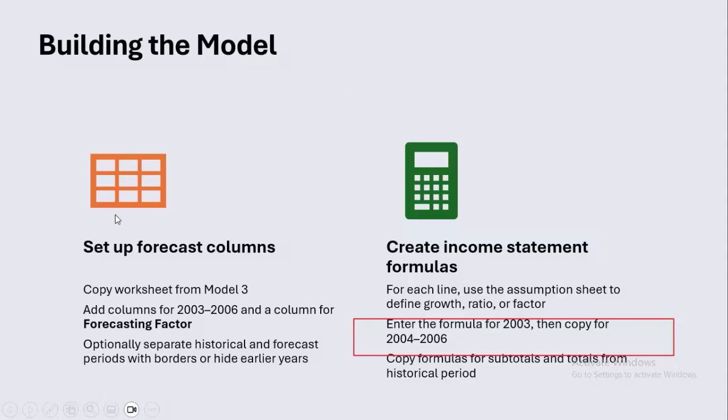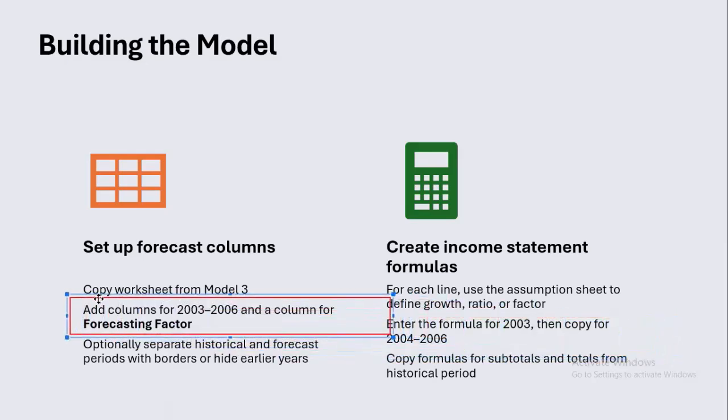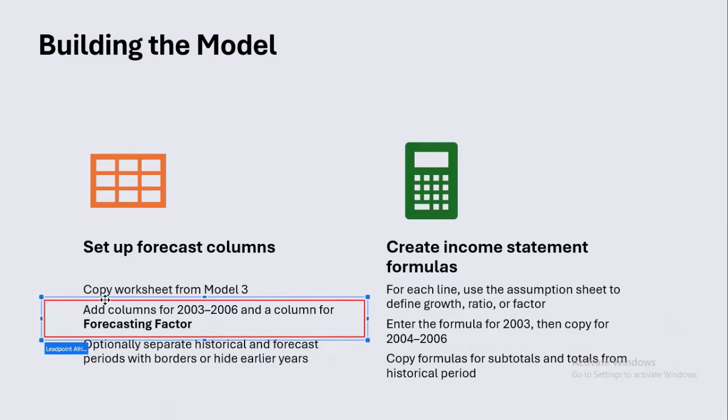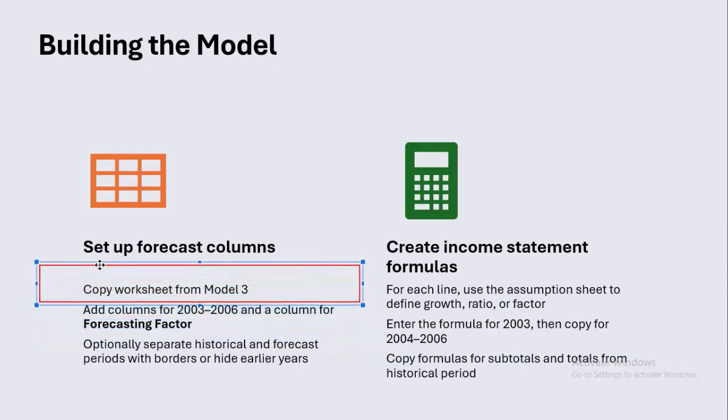And then we're going to build the model. We're going to set up a forecast column. The forecast column will come in after 2026. After the 2026 year, we'll begin with model 3. If you remember, our model 2 was the model that we used to do the common size statements. Our model 3 was the forecast model, the model we use to do the forecast, financial indicators and common size ratio.